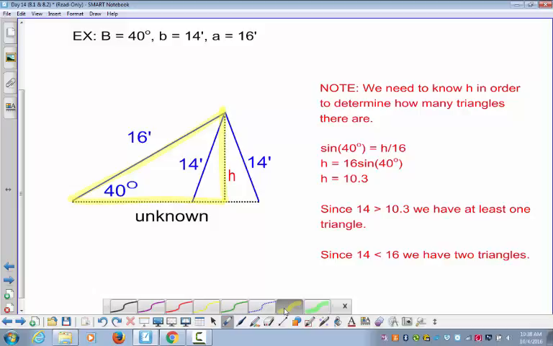Then we have to compare it to the first side. Oh, it's less than the first side. So that means that second side could be tucked underneath to form an inner triangle, or it can swing outside to form an outer triangle. So we have two possibilities.